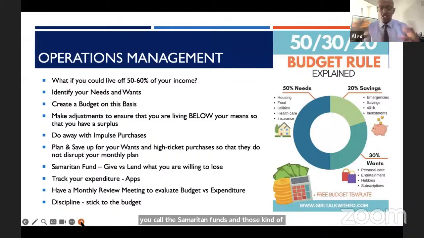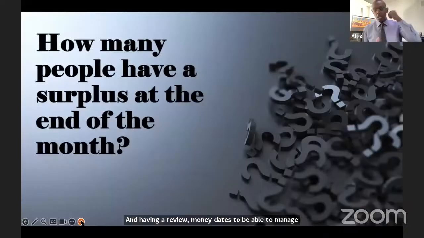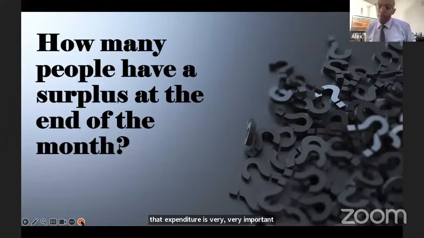Which apps can you use to track your expenditure so that you can create a proper budget, not just guessing how much you spend, but being sure how much you spend so that we can plan properly? Having a review, money dates, to be able to manage that expenditure is very, very important, because we always ask how many of us have a surplus at the end of the month.